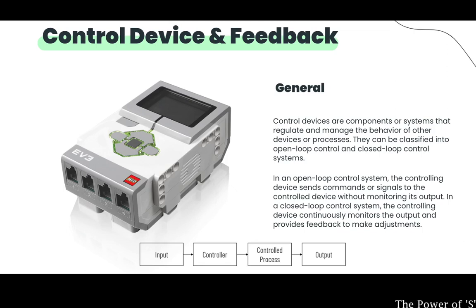In an open loop control system, the control device sends commands or signals to the controlled device without monitoring its output. In a closed loop control system, the controlling device constantly monitors outputs and gives feedback.